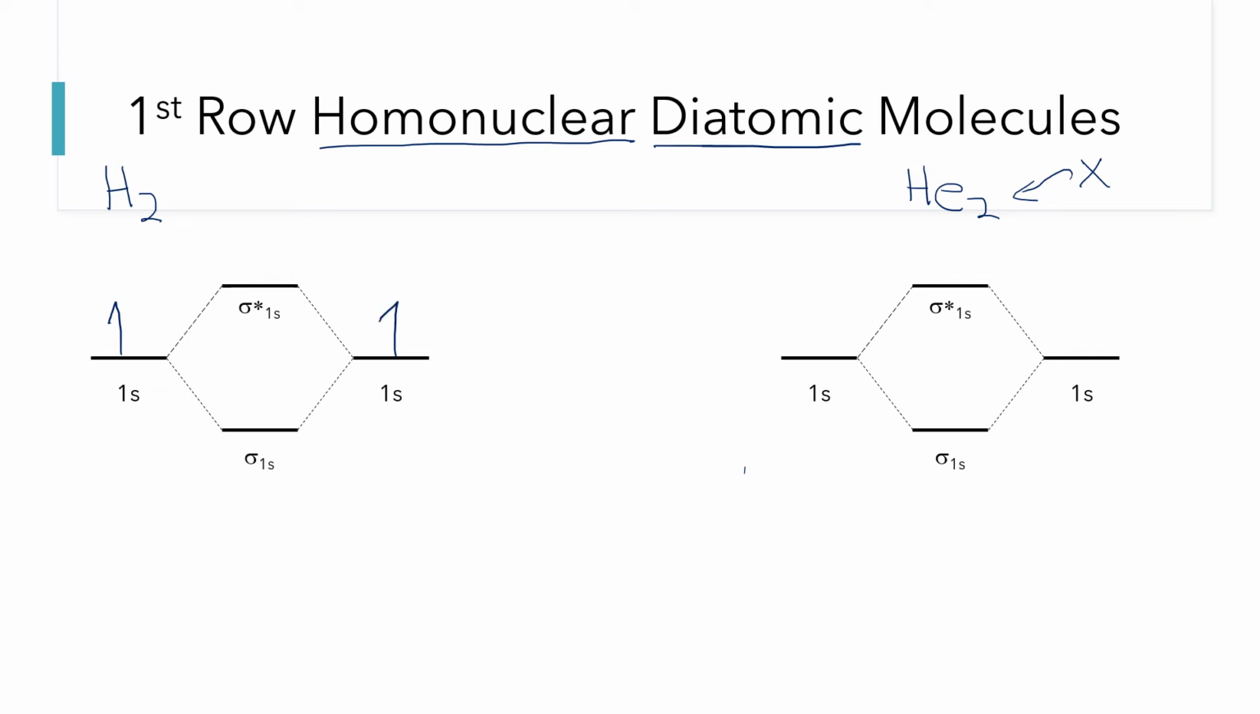So if we have separated, isolated hydrogen atoms, that's what its electron configuration looks like, 1s1. But when we bring those two hydrogen atoms together and allow for orbital overlap, molecular orbitals can form that we're going to call sigma 1s and sigma star 1s. The sigma 1s is lower in energy than the two separated 1s orbitals, but the sigma star is higher in energy.